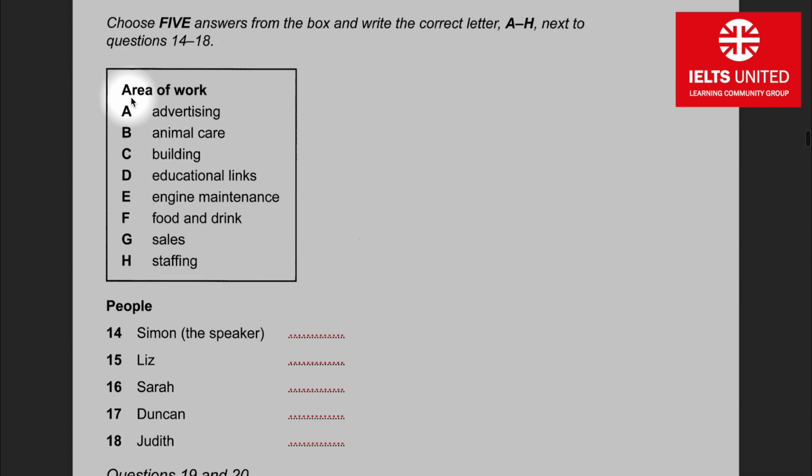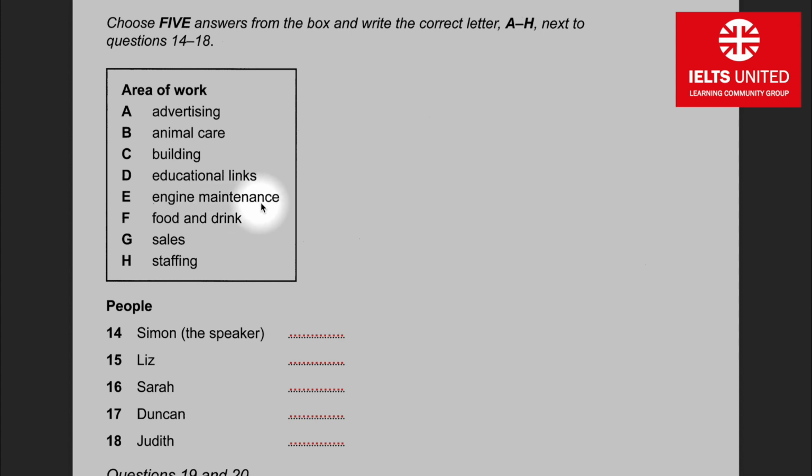Oh, I see. So these are the areas of work: advertising, animal care, so advertising, so publicity, marketing, start to think of synonyms and related words. Animal care, so anything to do with animals, so you might think of the names of different animals. What would be on a farm? Things like horses, pigs, sheep, ducks. Building, so words that are synonyms or related to building, like construction, maintenance. D, educational links, so education, teaching, schools, community, words related to education.